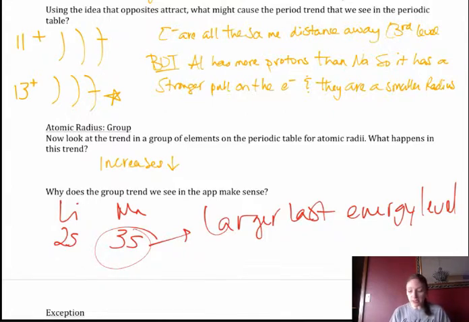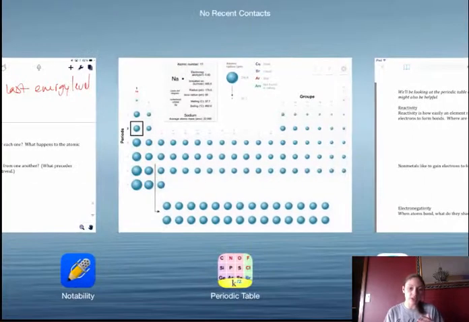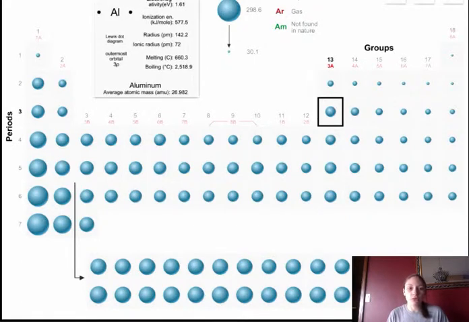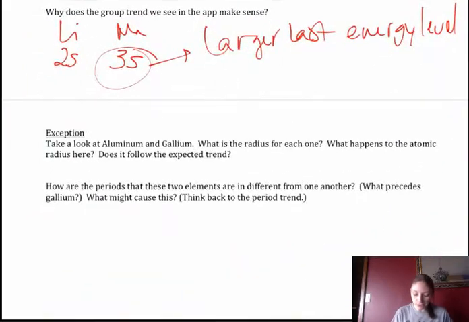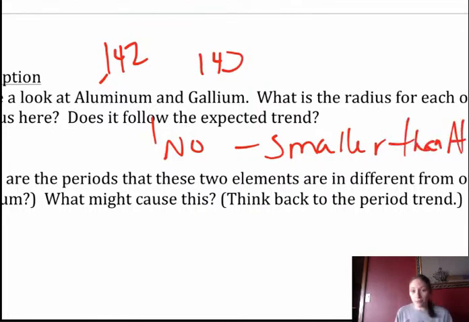Now, nothing would be complete without an exception. We're going to look at aluminum and gallium, see the radius for each one, and see whether it follows the right trend. Well, since it's an exception, we don't know that it doesn't, but okay. Aluminum here has a radius of 142, so it should be getting larger, but gallium right below it is 140. Not by much, but it isn't. Aluminum is 142 picometers, gallium is 140. It should be getting larger, but it actually gets smaller. So no, it does not follow the right trend. Gallium is actually smaller than aluminum, and we're going to talk about why.